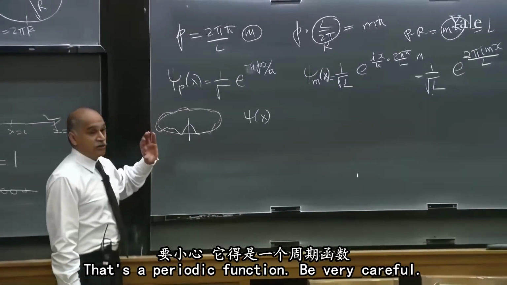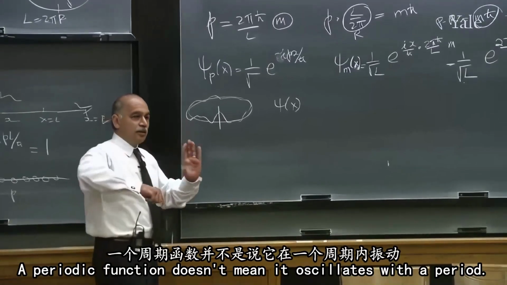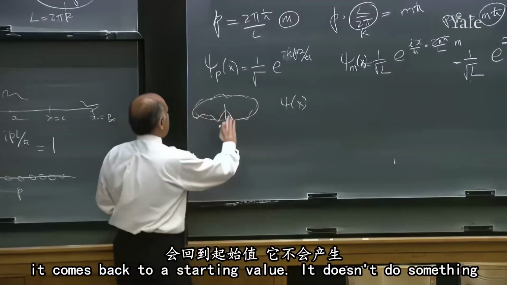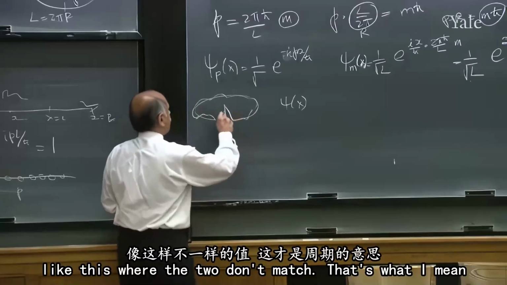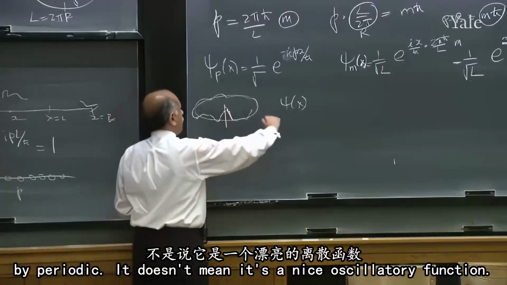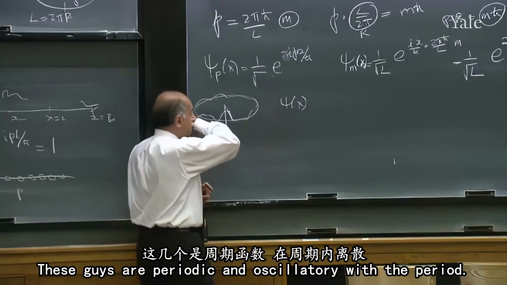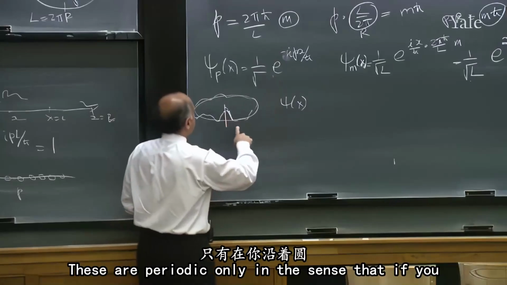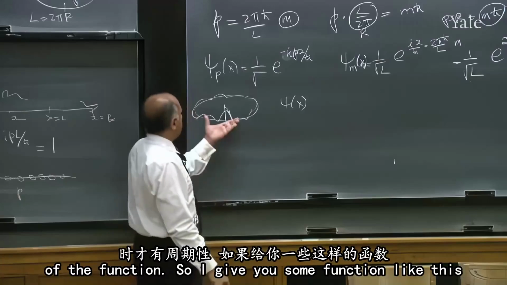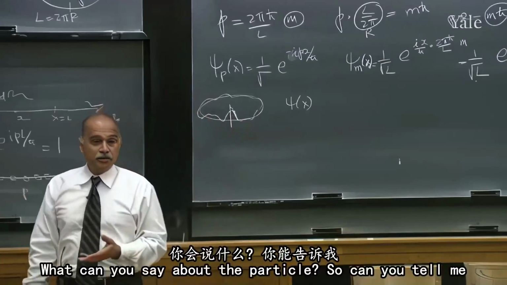That's a periodic function. Be very careful. A periodic function doesn't mean it oscillates with a period. In this case, periodic means when I go around a loop, it comes back to its starting value. It doesn't do something like this, where the two don't match. That's what I mean by periodic. It doesn't mean it's a nice oscillatory function. These guys are periodic and oscillatory with the period. These are periodic only in the sense that if you go around the ring, you come back to the starting value of the function. So I give you some function like this, and I ask you, what's going on with this guy? What can you say about the particle?